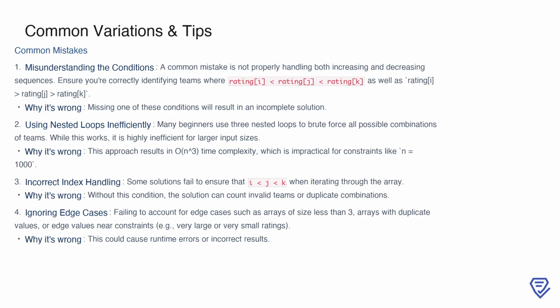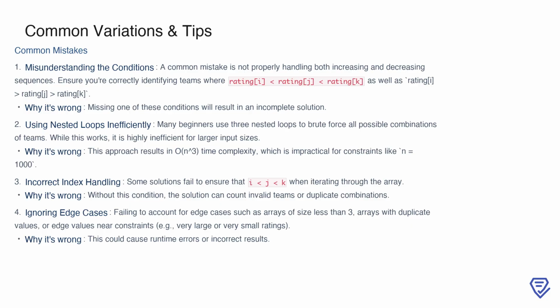Next, many beginners use three nested loops to brute force all possible team combinations. While this approach does work for small inputs, it's inefficient for larger arrays, leading to a time complexity of O(n cubed), which can make the solution impractical when n is large, such as 1000.